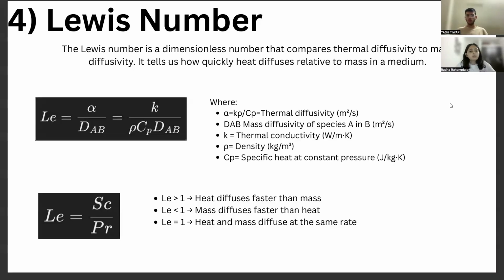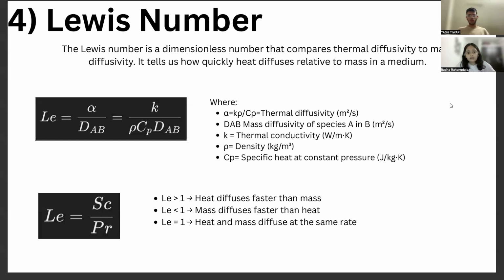So, our next dimensionless number is Lewis number. The Lewis number is a dimensionless number that compares thermal diffusivity to mass diffusivity. It tells us how quickly heat diffuses relative to mass in a medium. Basically, Lewis number is also a ratio of Schmidt number and Prandtl number. So here we can write it as alpha by D_AB, which is k by rho Cp D_AB. Okay, so it is basically a ratio of thermal diffusivity by mass diffusivity.